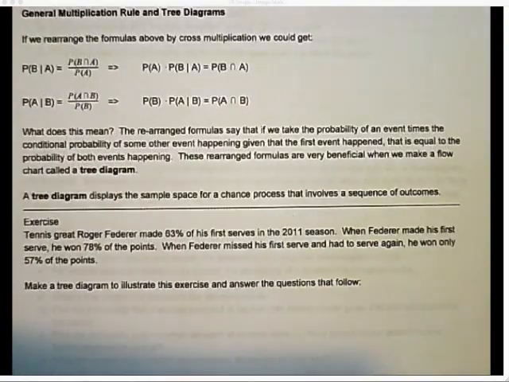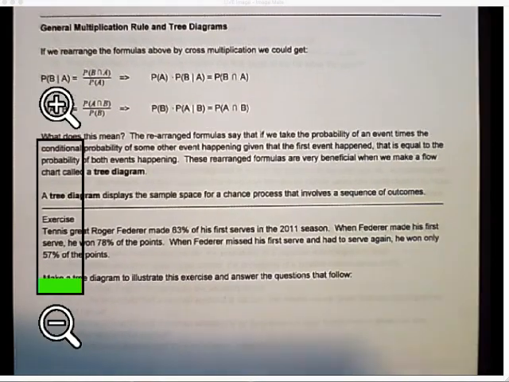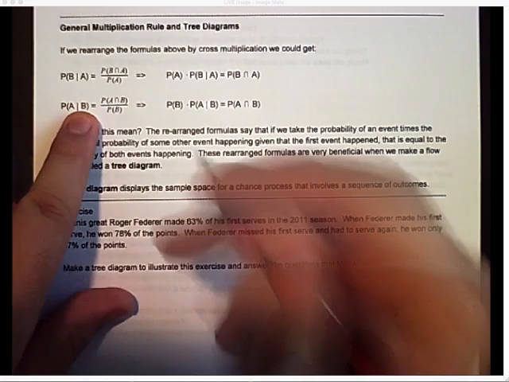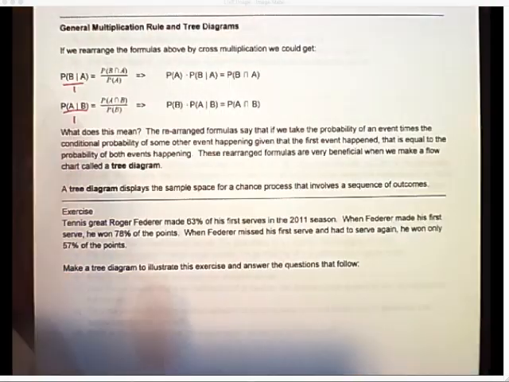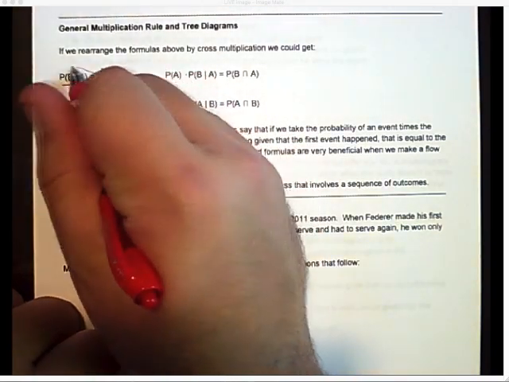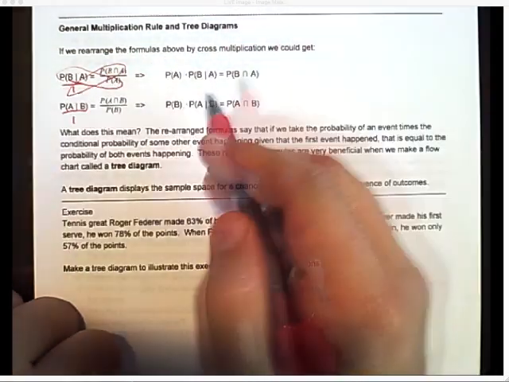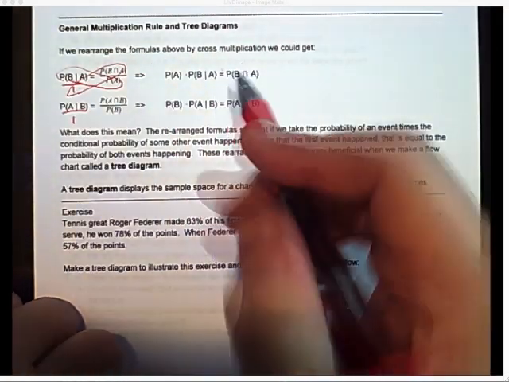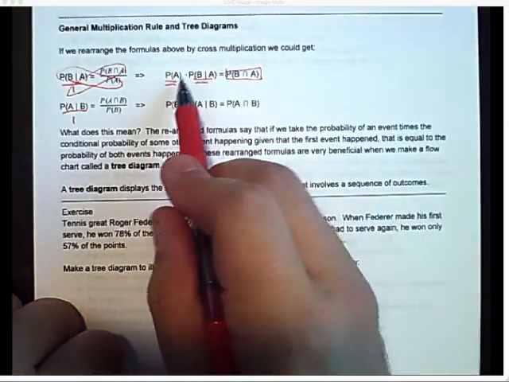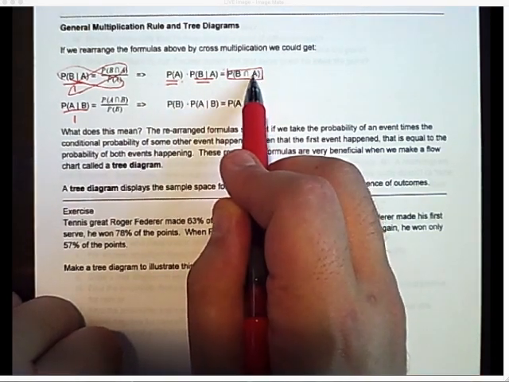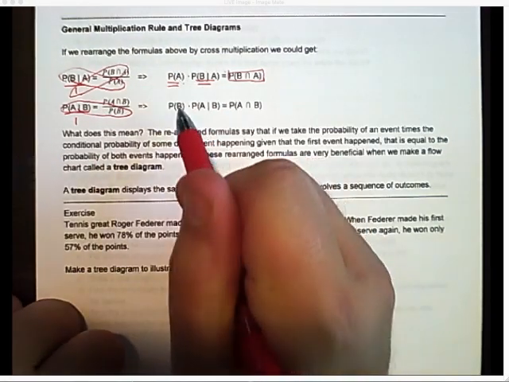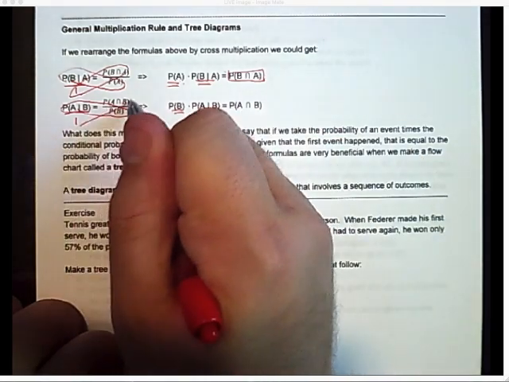So the next topic is the general multiplication rule and tree diagrams. So if we look at the conditional probability formulas, either way, all right, remember this is over an understood 1. Okay. So if we were to cross multiply here, because this is a proportion, if I were to cross multiply this and cross multiply this, then we get this formula. So if we don't know the intersection, but we do know this and we know this, then if I multiply these things, it's going to give me the intersection. Same way over here. If I take this times that, it can tell me what the intersection is.